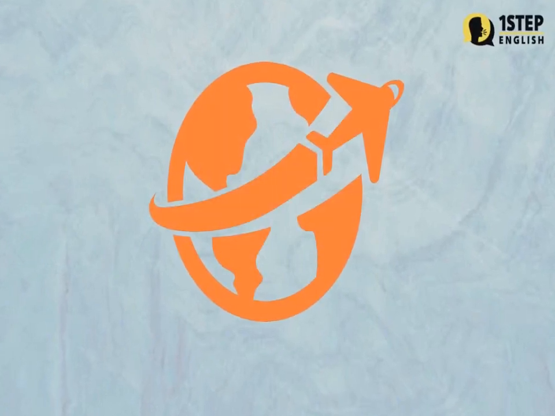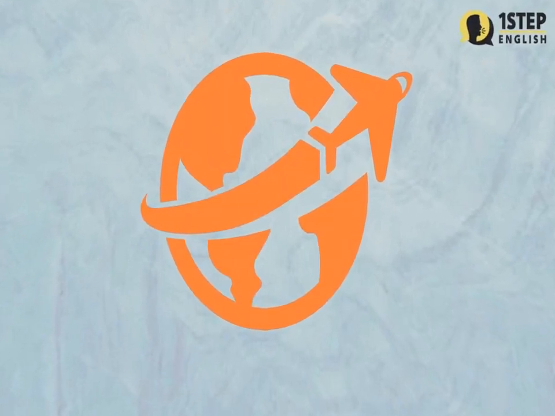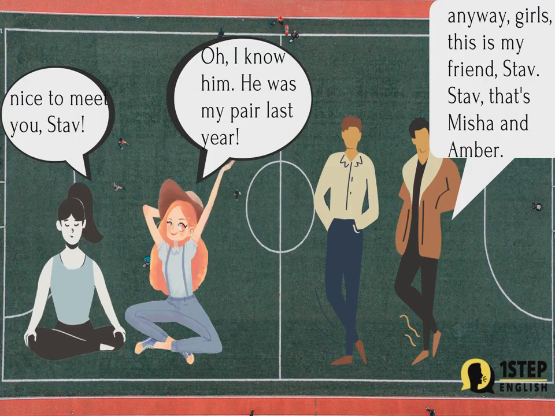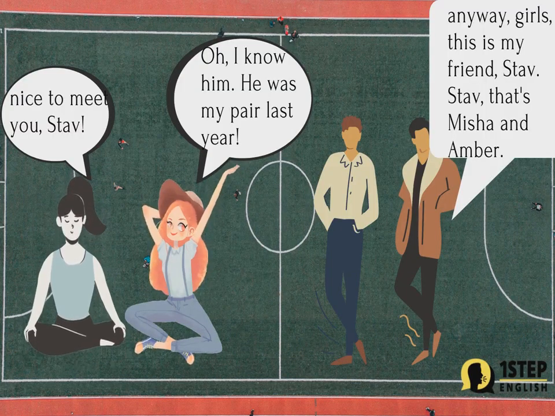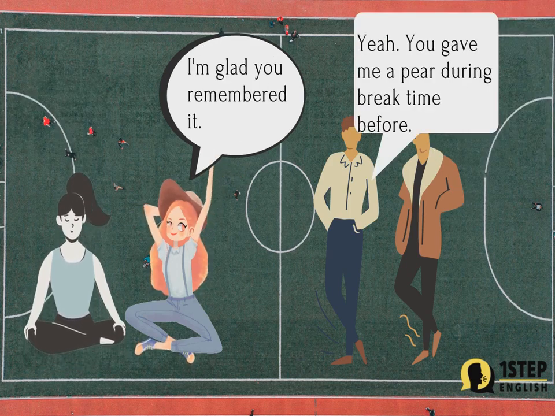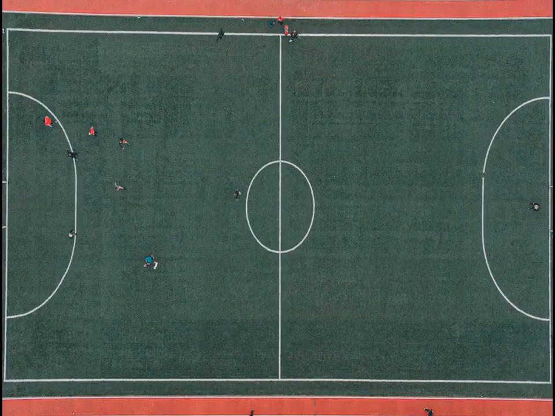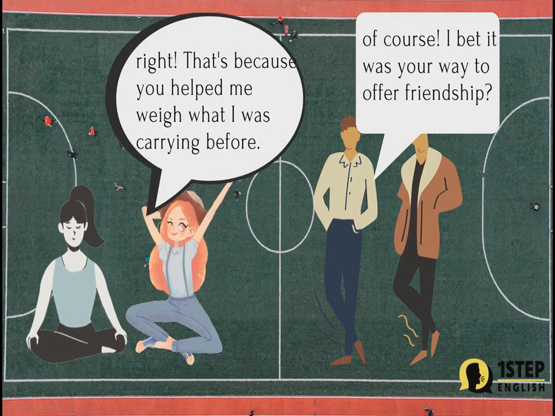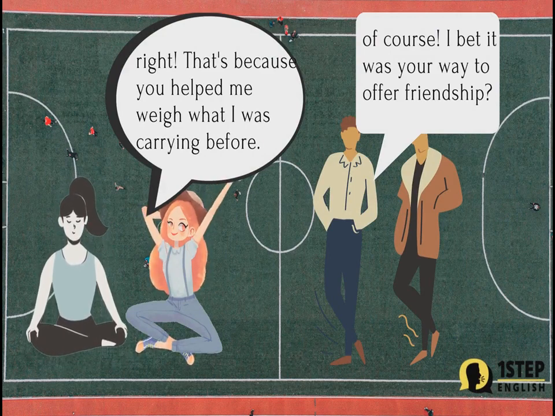Now, let us see how the students use the words we discussed. I can't believe we're finally here. And it feels good that we were chosen to represent the university. Anyway, girls, this is my friend, Staff. Staff, that's Misha and Amber. Nice to meet you, Staff. Oh, I know him. He was my pair last year. Yeah, you gave me a pear during break time before. I'm glad you remembered it. Of course. I bet it was your way to offer friendship? Right. That's because you helped me weigh what I was carrying before.